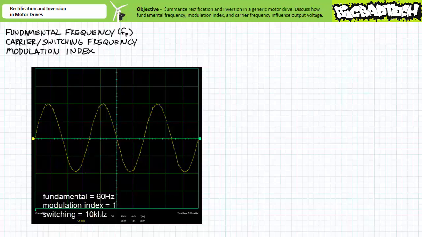With vertical sensitivity set to 50 volts per division and horizontal sensitivity set to 5 milliseconds per division, we're observing a peak value of 100 volts and a period of roughly 16.7 milliseconds, corresponding to a frequency of 60 Hz, as we'd expect. Let's consider this our base state.